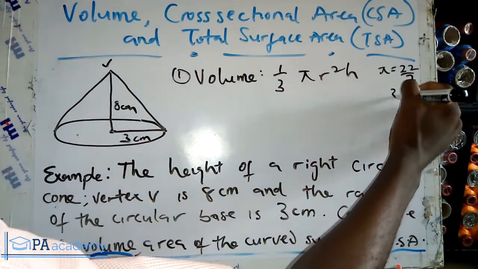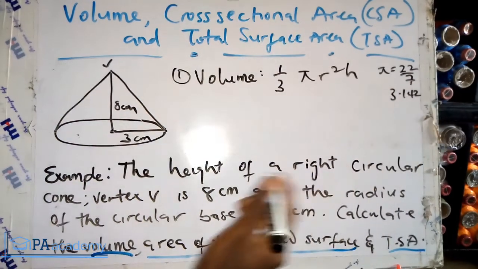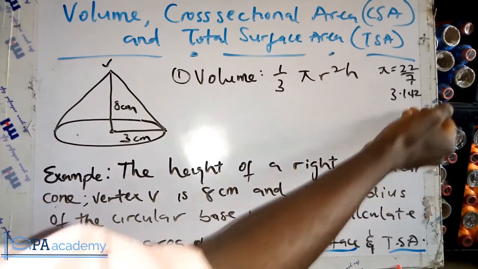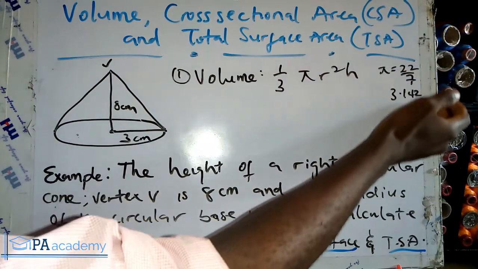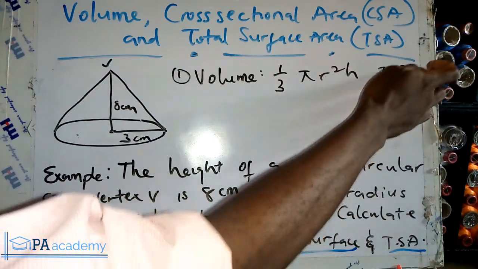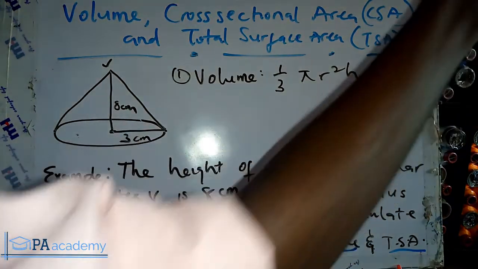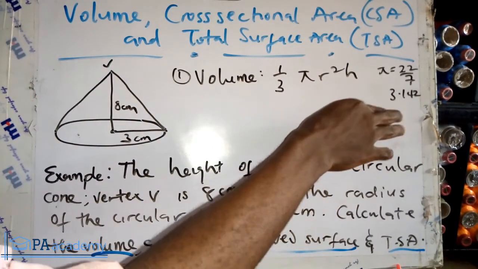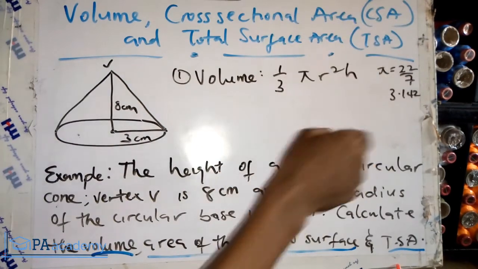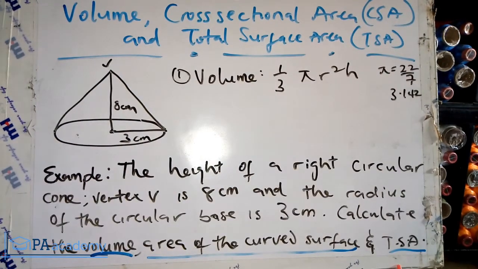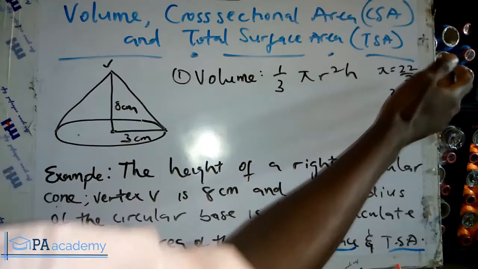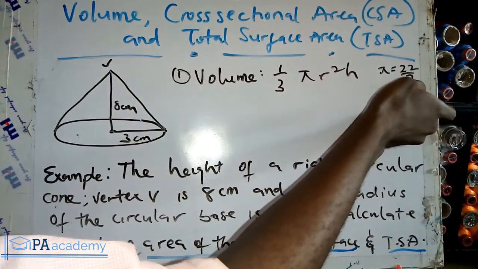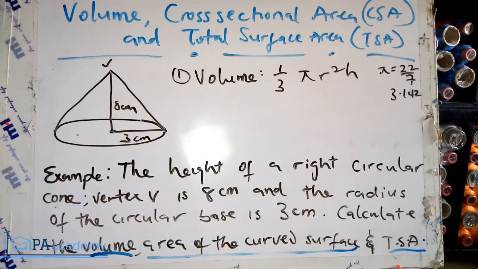It has a value of 22/7 or 3.142. Some questions can tell you to take pi to be 3.142 or to take pi to be 22/7. They are the same value; 22 divided by 7 will give you about 3.142. But whichever one the question asks you to use, make sure you use it, especially if you are doing theory. When they ask you to take pi as 22/7, don't put in 3.142 in your calculation, because you might be marked wrong for failing to follow instruction.